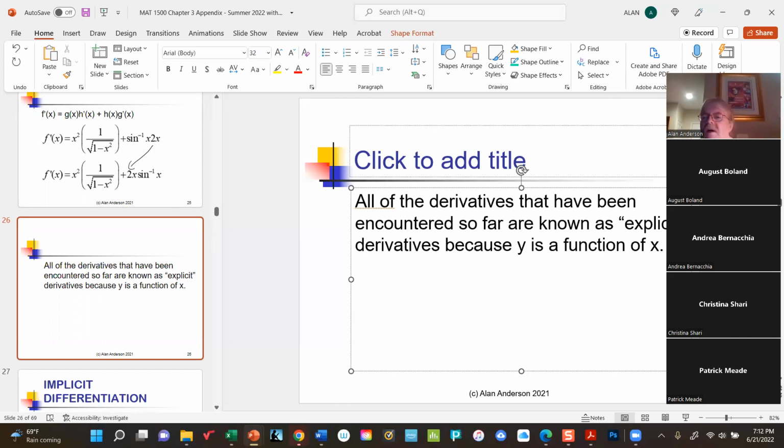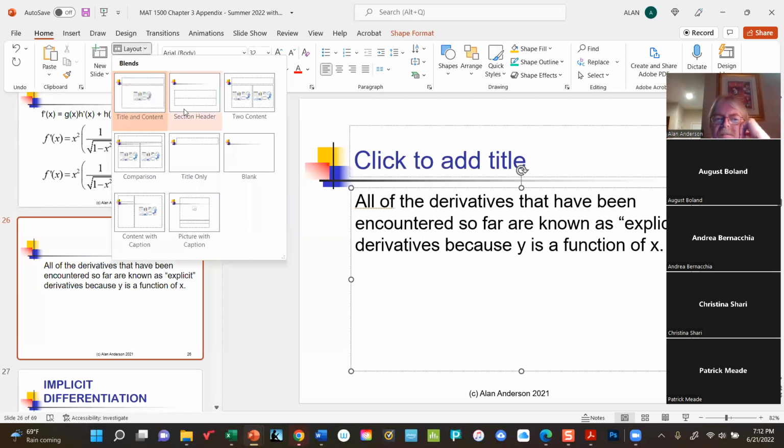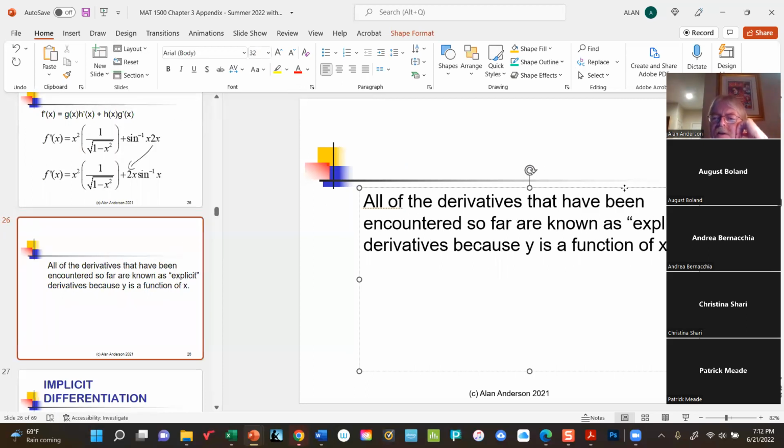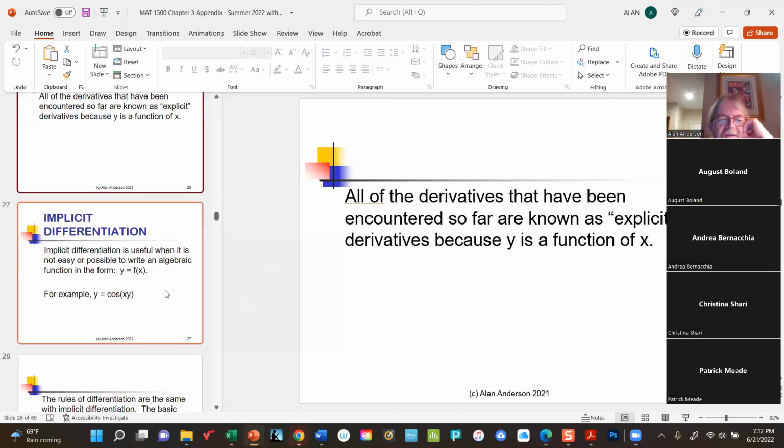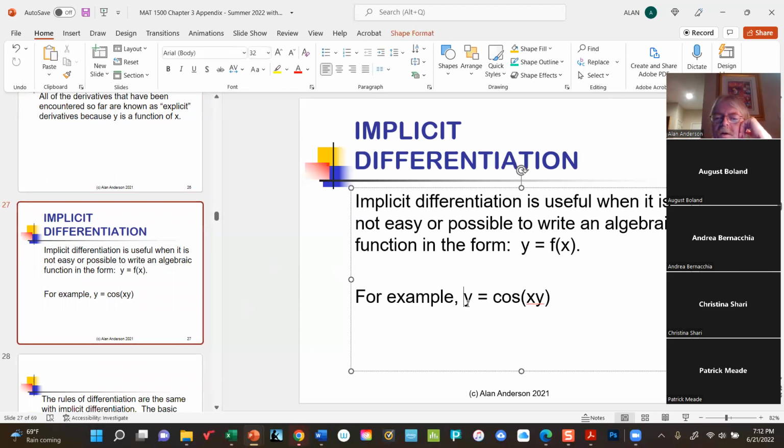So in other words, what other possibility is there? If we don't have y written as a function of x, what does that mean? Well, sometimes what happens is a function is so messy that it's not possible to actually rewrite it as y equals a function of x. So for example, let's take a look at this one. Suppose you're told that y is equal to the cosine of x times y. How would you rearrange that algebraically and rewrite it as y equals a function of x? The answer is you can't.